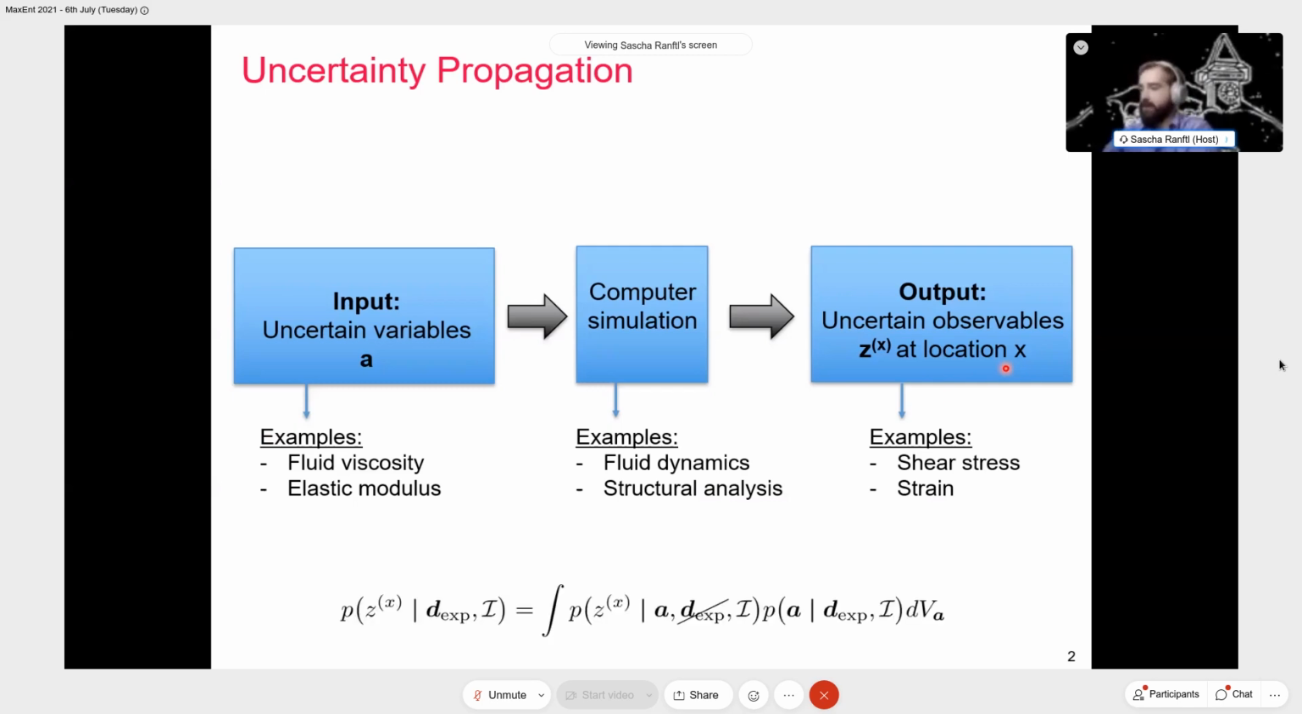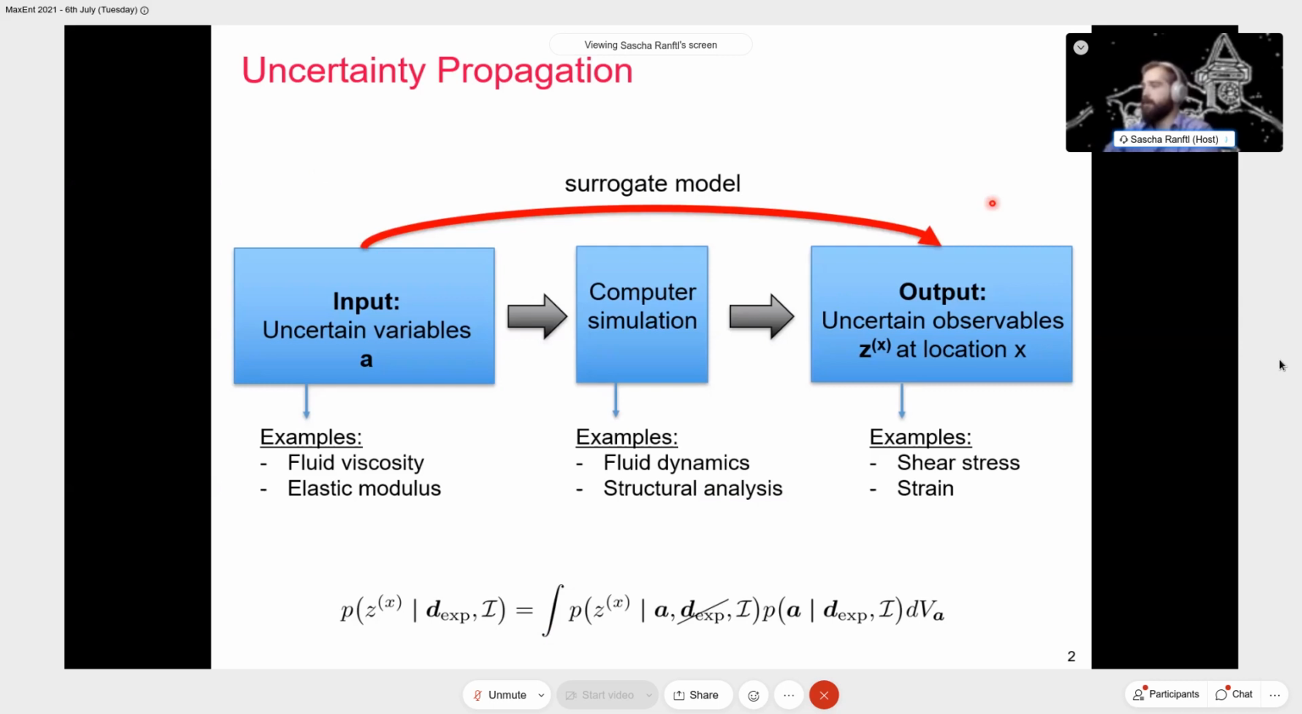Now, the basic equation that we need to solve is very easy. We want to describe the uncertainty or the probability of Z at location X, given some data. I will explain that later. And this is easily determined by this marginalization of the joint probability of Z at X and our A's. Now, it turns out for many practical problems, this is only possible via a so-called surrogate model.